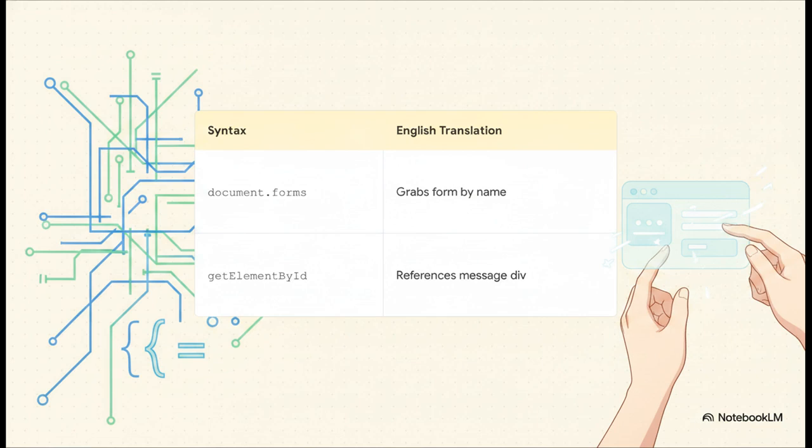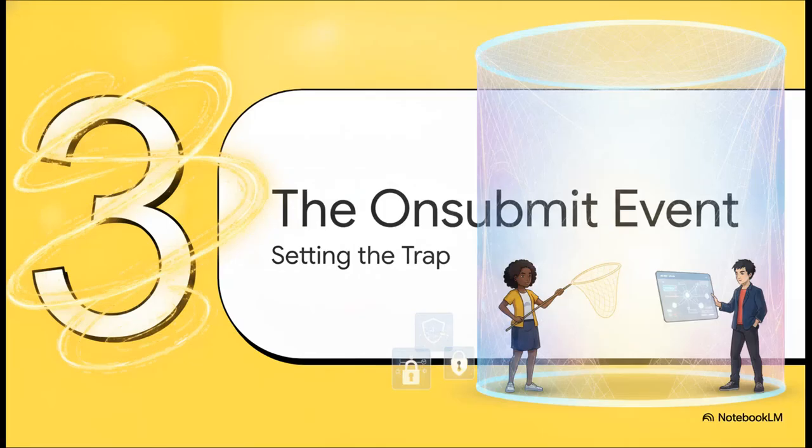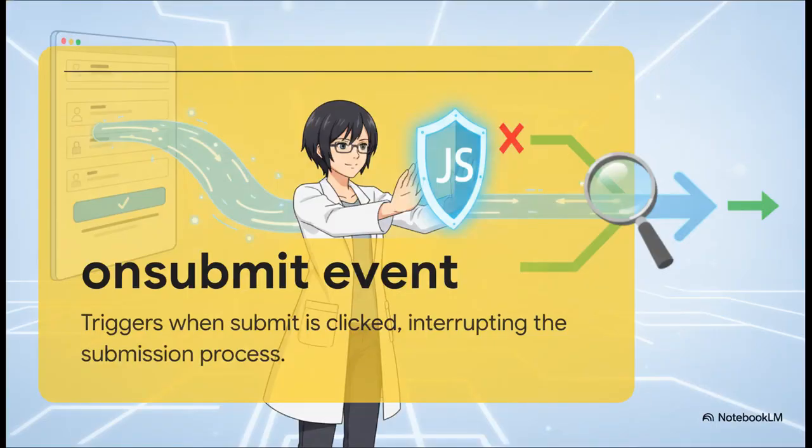In plain English, these variables are simply our handles. They allow us to interact directly with the HTML elements from inside our script. Section 3. The onsubmit event. Let's move to how this builds, because now we are setting a friendly trap for the user's data. We need to introduce the onsubmit event. This is an event that triggers the exact millisecond a user clicks that submit button.